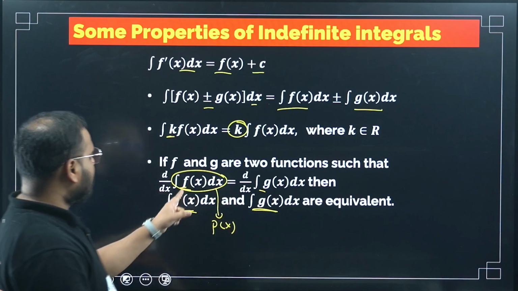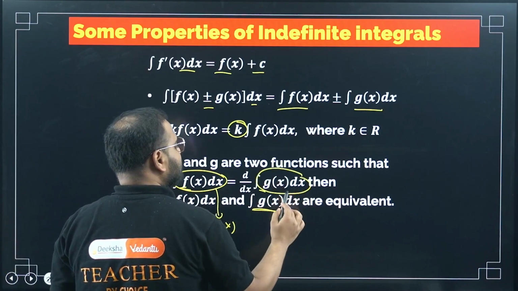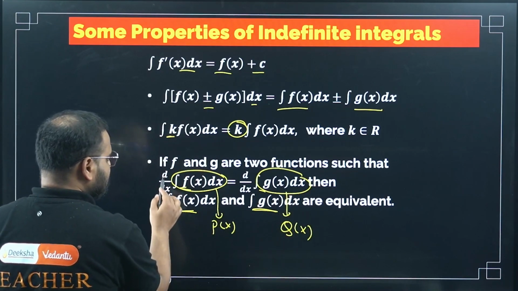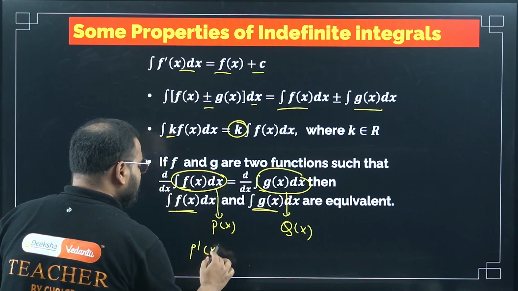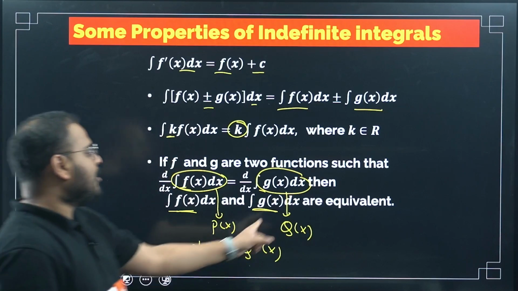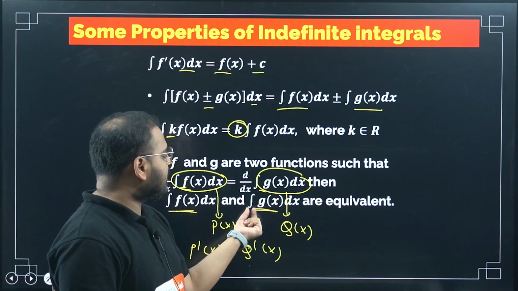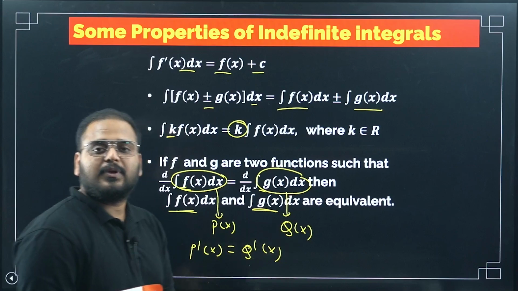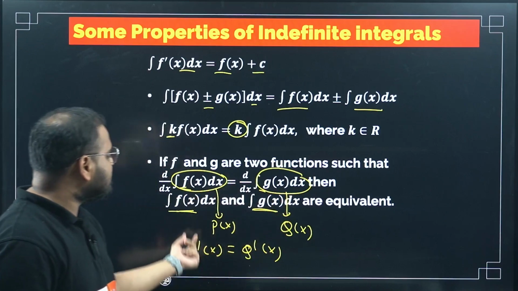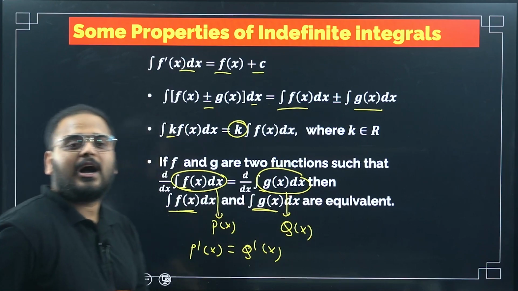Integration will give me another function, p of x, and I'll take this to be a function q of x, let's say. They are saying that the derivative of p of x, that is p dash of x, is equal to q dash of x. When can two functions have the same derivative? When they're equivalent to each other. That's why they're saying this integral of f x dx, which is p of x, is equivalent to the integral of g x dx, which is q of x. Simple enough. Since the differentiations of the two integrals are equal, it means the functions are equivalent. I've taken this function to be p of x, this to be q of x. I hope this is simple.